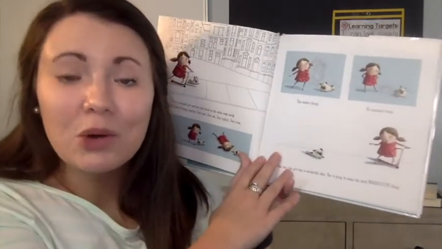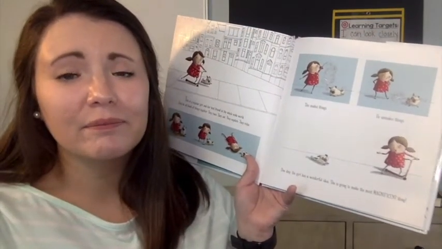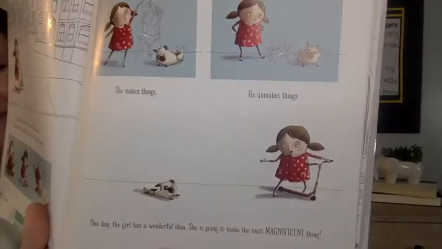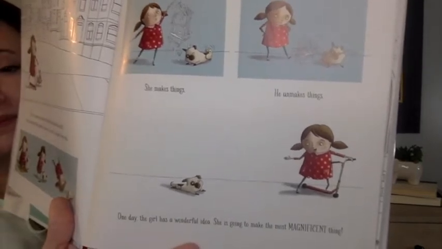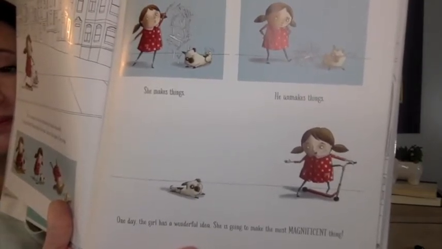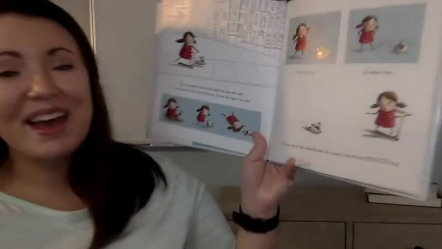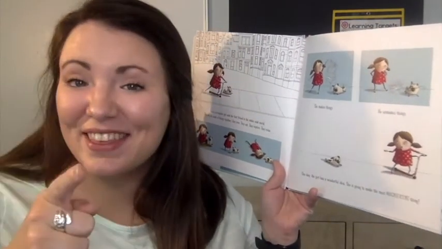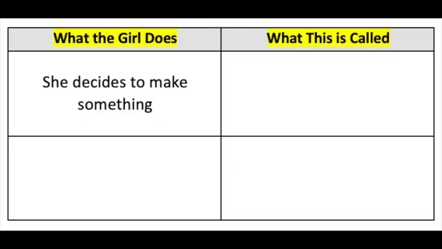So on this page, what is the girl doing? Let's think about that for a second. What is the girl doing on this page? That's right, on this page, she is deciding to do something, and then she's going to do it. Let's write that on our chart. She decides to make something.